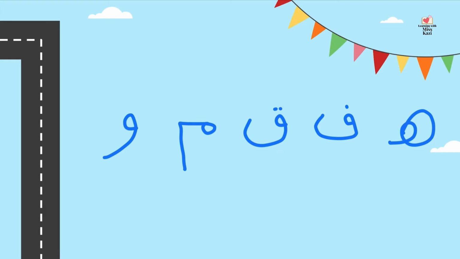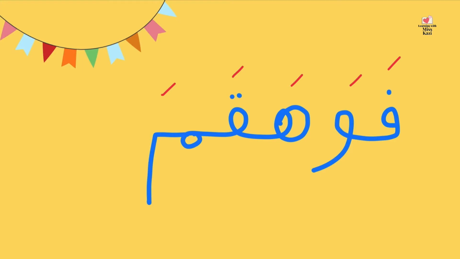Now, let's revise our loopy loop letters. Ha, fa, qaf, mim, wow. Fa, wa, ha, qa, ma. Good job.